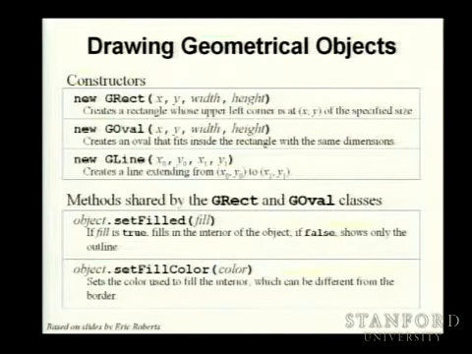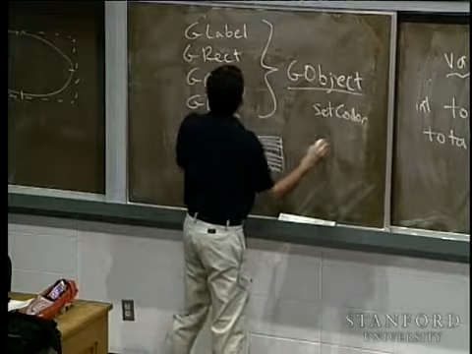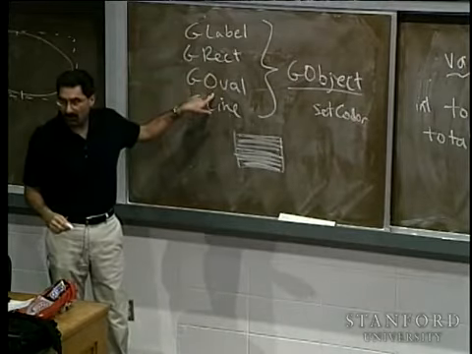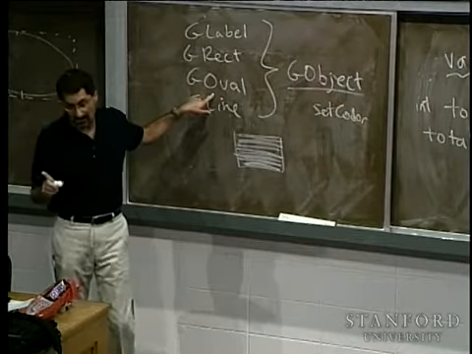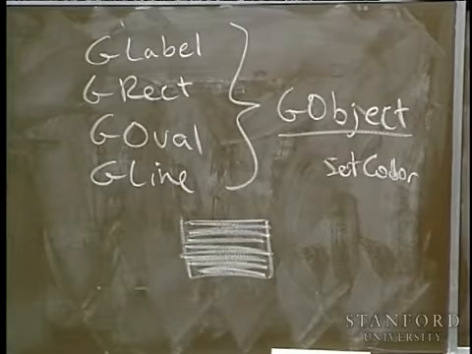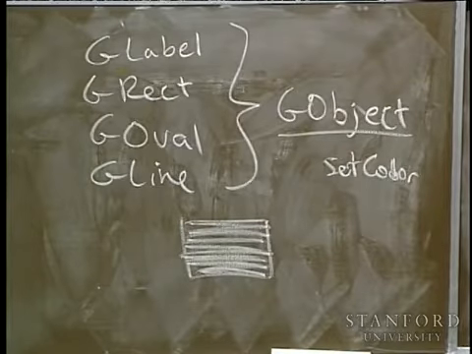And you might be wondering, but Meron, you told me that set color, here's where things get a little funky, you told me that set color was something that was defined for a G object. So if set color is defined over here, doesn't that mean that a G-rect and a G-oval already can set their color? Yes, that's true. So what's the set fill color all about? And this is a slight variation.